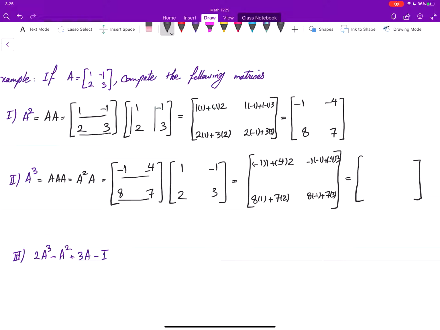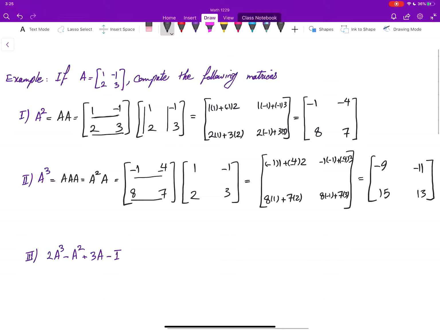So this is negative 9, the 1, 1 entry. That is negative 12 plus 1, negative 11. This is 15. And this guy here is just negative 1. Oh, no, not negative 1. It is 21 minus 8. It is 13. Okay, that's A cubed.